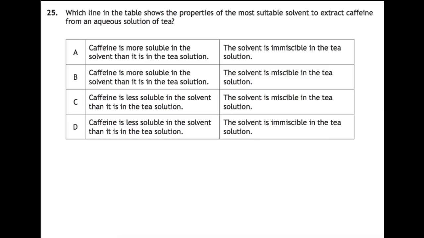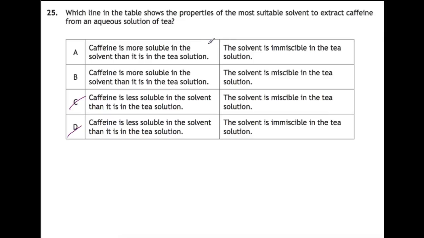Question 25. Which line in the table shows the properties of the most suitable solvent to extract caffeine from an aqueous solution of tea? So if you think about what you're trying to do here, you've made your solution of tea, which has caffeine within it. So you've made it in water. You're now trying to get the caffeine out of the water and into something else. So to do this, your caffeine needs to be more soluble in the other solvent if it's going to move into that solvent. So it can't be C or D.